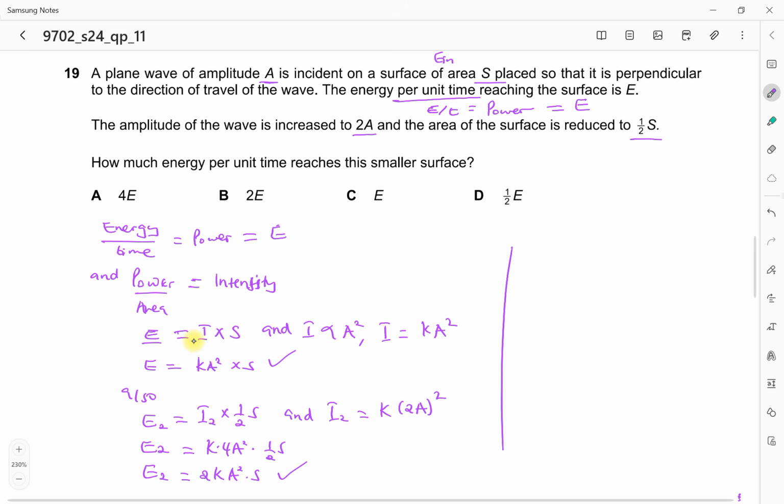So I'm going to just divide E2 by E, which is equal to twice K A squared times S divided by K A squared times S. So these ones cancel out and I remain with 2. So E2 is going to be twice E. So the answer is going to be automatically B.